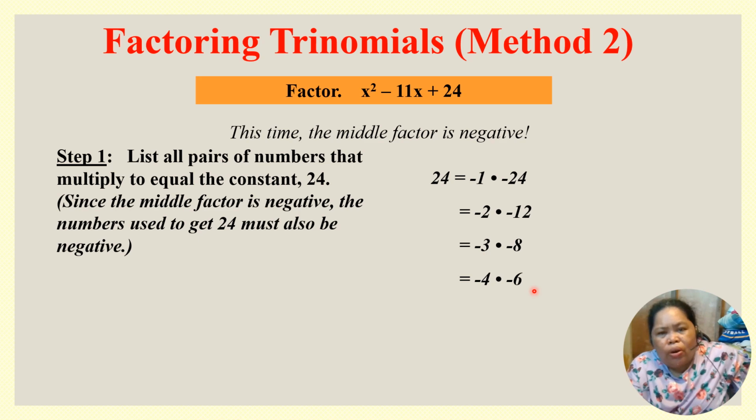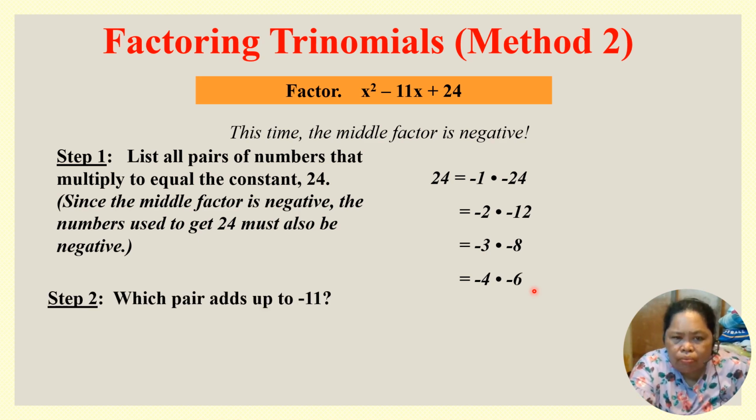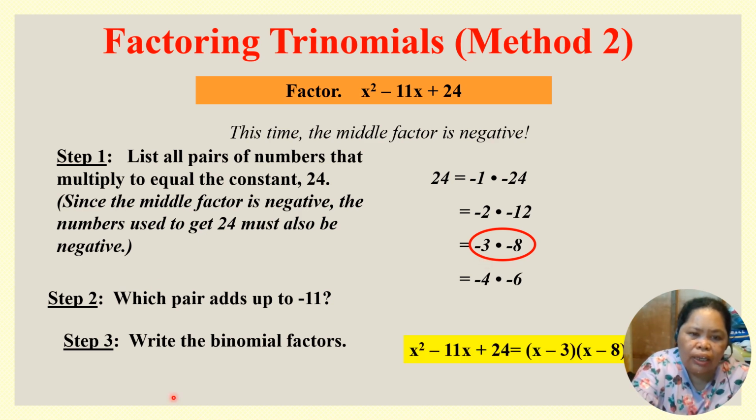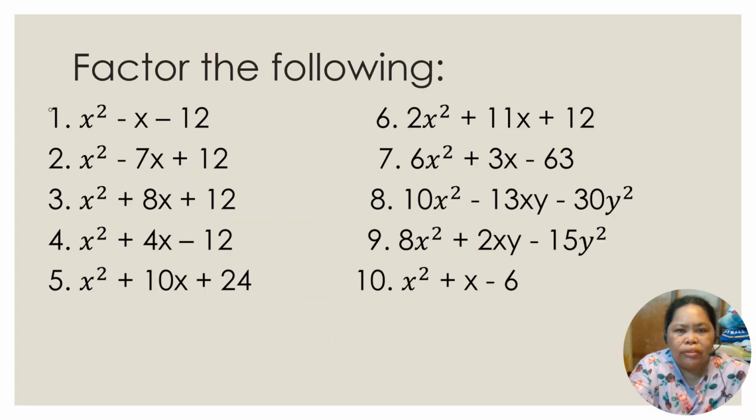Now if you are going to add, which pair adds up to negative 11? Of course, we have this: negative 3 and negative 8, because 8 plus 3 is 11 and they are negative, so negative 11. Write the binomial factors in step 3, and then we have x minus 3 and x minus 8. Get it? All right.